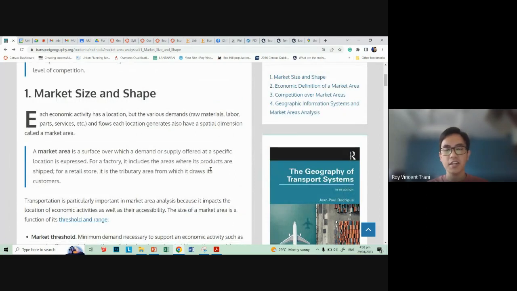Each economic activity has a location, but the various demands (raw materials, labor, parts, services, etc.) and flows each location generates also have a spatial dimension called a market area. So again, going back to the importance of location, geography, and the impact of that to economic development, as well as the creation of cities. We'll just use this definition for market area: a surface over which a demand or supply offered at a specific location is expressed. So they have to be a specific location. For example, for a factory, it includes the areas where it produces and where its products are shipped. For a retail store, it is the tributary area from which it draws its customers.